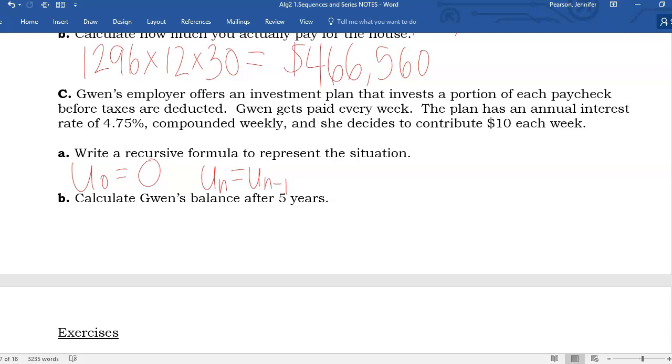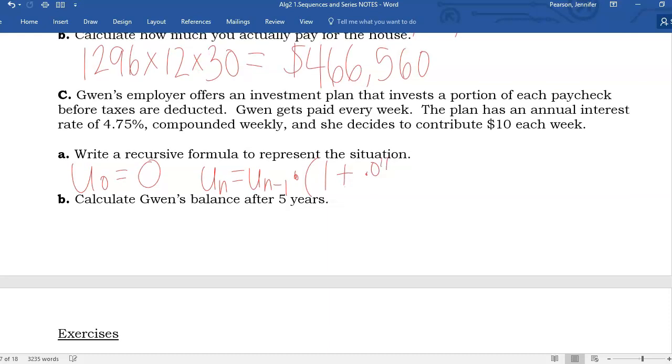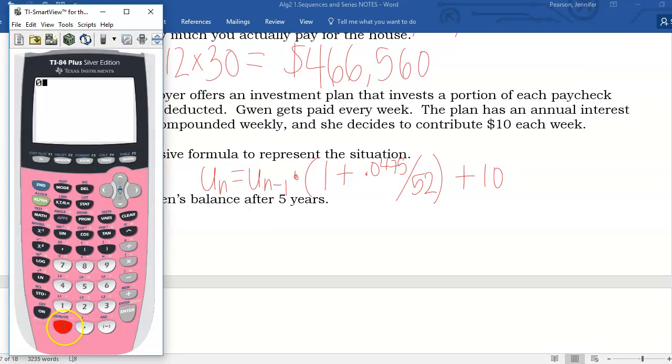So remember, we're compounding weekly. So next week, we're going to add 0.0475 over 52 because there are 52 weeks in a year. And we're also going to contribute $10. So I am going to type this one in the calculator. We start with nothing. And then we are going to add some interest. But we are going to compound that weekly. And then we're going to add $10 each week.